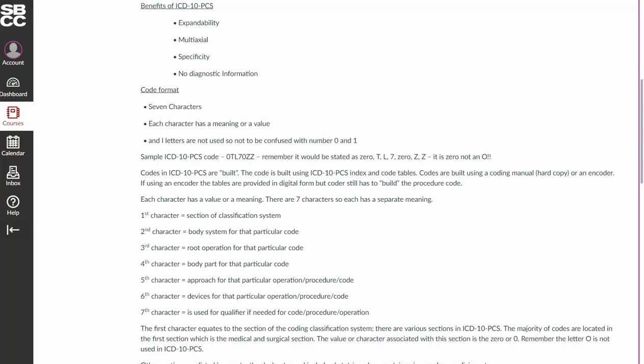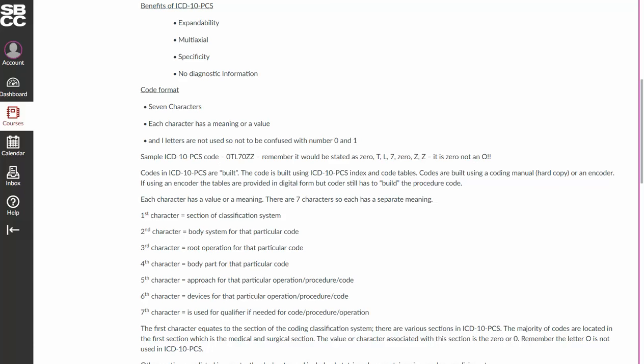The sixth character reflects devices. And when we look at the guidelines for ICD-10 PCS, we note that the sixth character reflects devices that are left in the patient at the conclusion of the procedure. What the sixth character does not reflect typically is devices used during the procedure. So if an endoscopic device is used, that's actually going to be reflected in the surgical approach. It's not going to be reflected in the sixth character value.